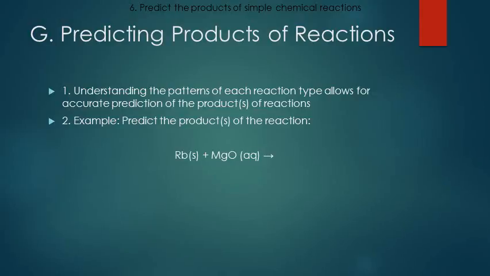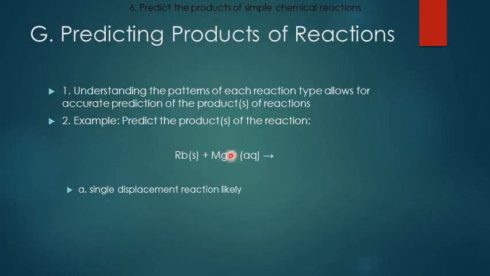Let's say I ask you to predict the product of the following reaction. We're reacting rubidium with magnesium oxide. If you take a look at the identity of the reactant, or in this case reactants, that will tell you what type of reaction to predict. In this case, a single displacement reaction is by far the most likely, and the reason I know that is I have a free element, in this case rubidium, reacting with a compound, in this case magnesium oxide.